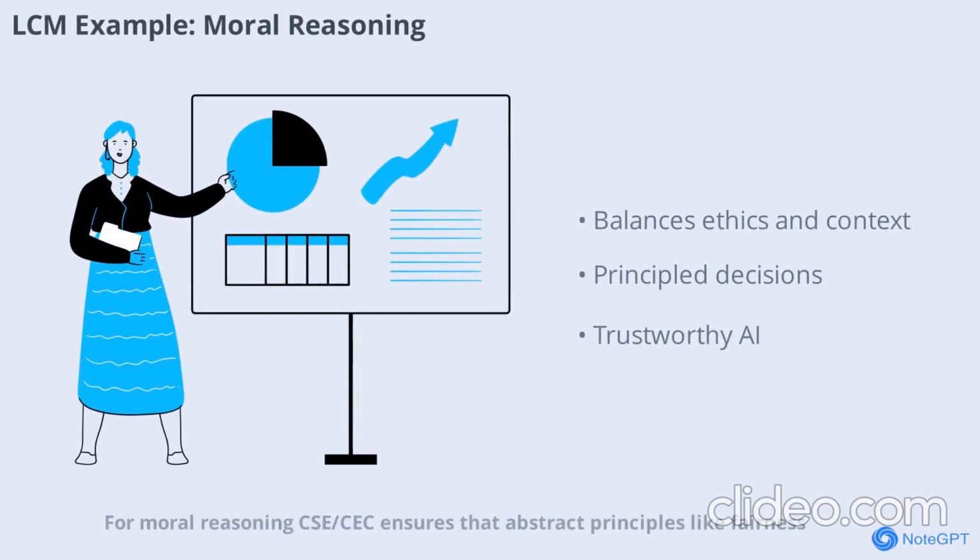For moral reasoning, CSE-CEC ensures that abstract principles like fairness are balanced with contextual norms and human feedback. The model's decision function maintains equilibrium between ethical justification and situational coherence, resulting in outputs that are both principled and contextually appropriate. This balance is essential for building trustworthy and ethically aligned AI systems.